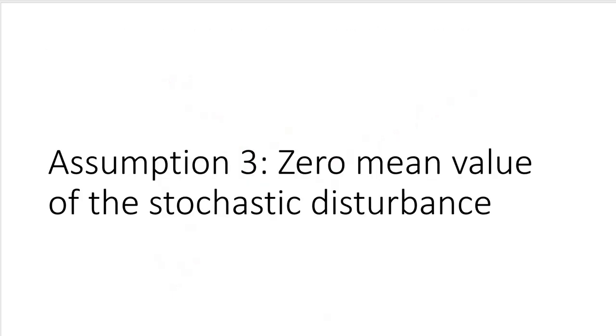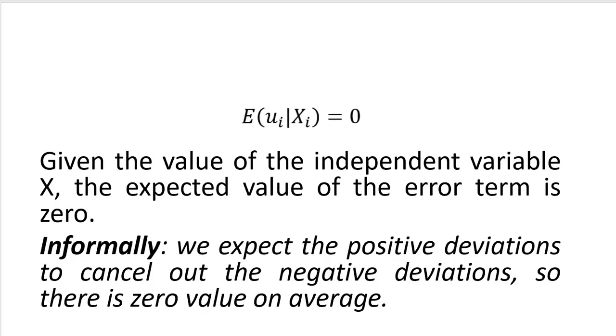The third assumption states that there should be zero mean value of the stochastic disturbance or the error term. So basically, the expected value of u should be equal to 0. Informally, we expect the positive deviations to cancel out the negative deviations, so there is zero deviation on average.